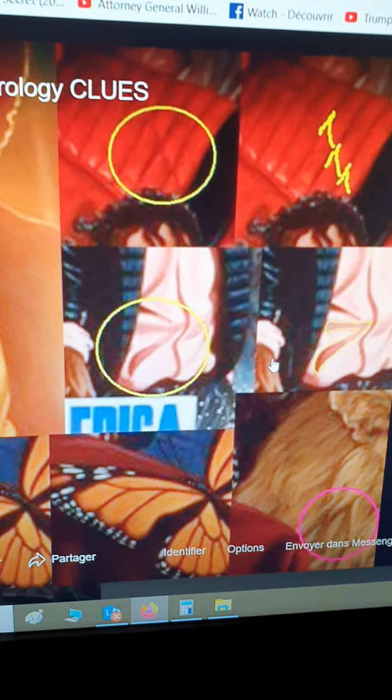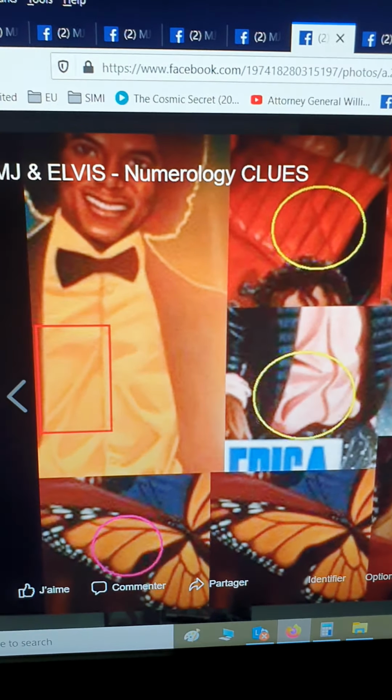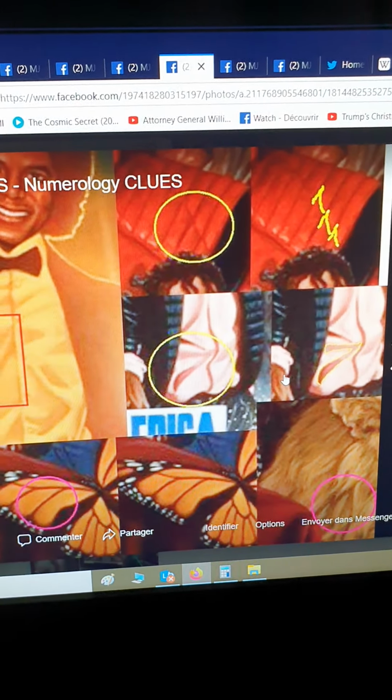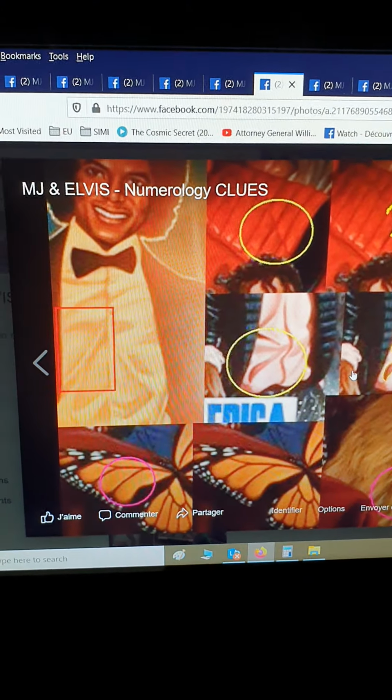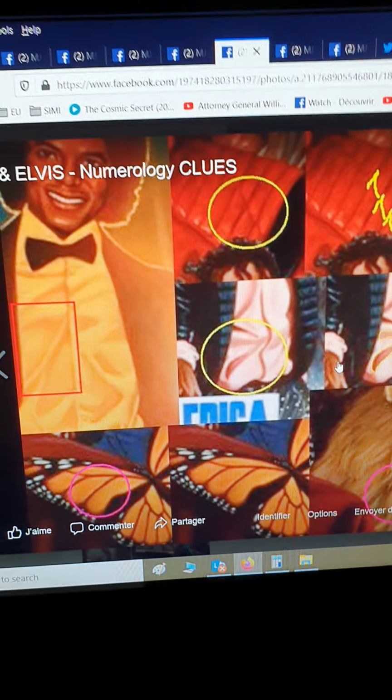These clues, I don't know where I found them. I found them somewhere, so I cannot give credit to the person who made this montage. It's not one of my montages. I did not sign it. So if the person sees this video, please tell me who you are and I will give you credit in the description of the video.